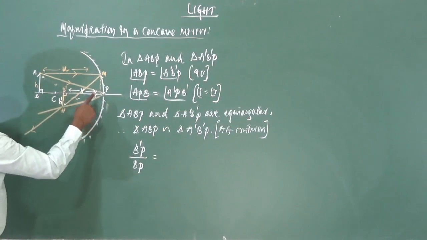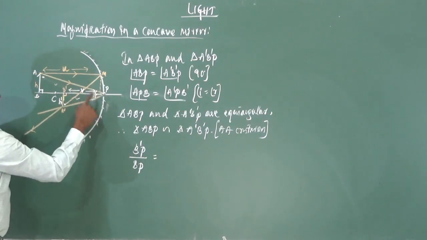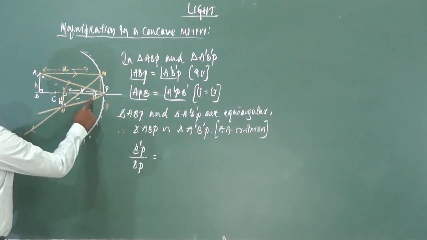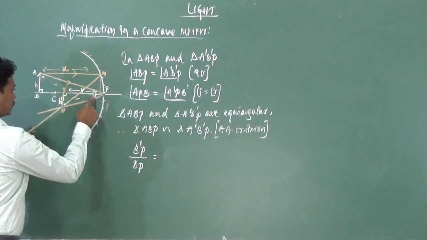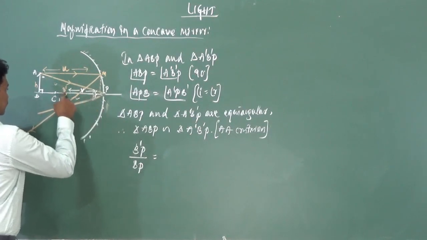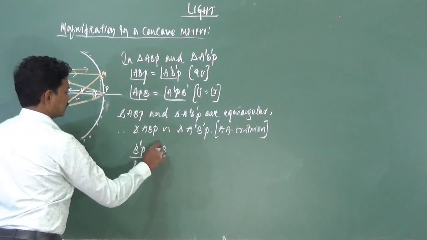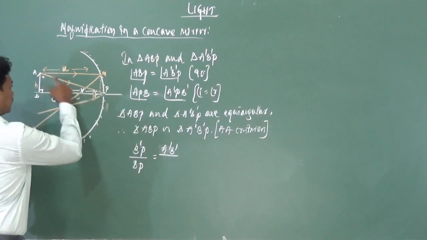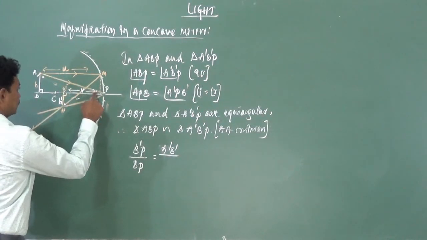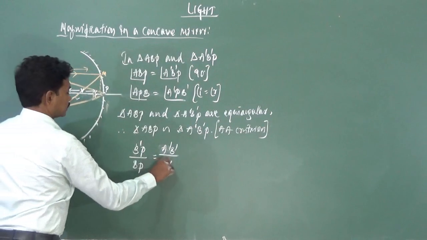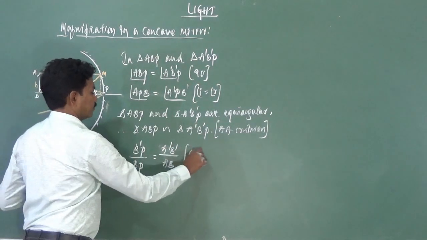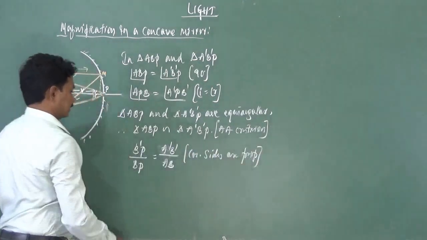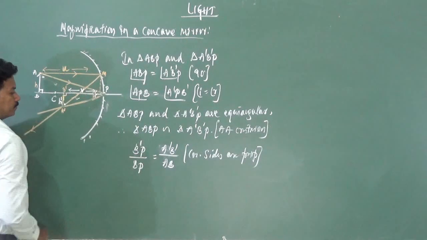Now we will go with the sides opposite to the angle of incidence and reflection. The side opposite to the angle of reflection is A dash B dash, and in triangle ABP, opposite to the angle of incidence is AB. The reason is corresponding sides are proportional.